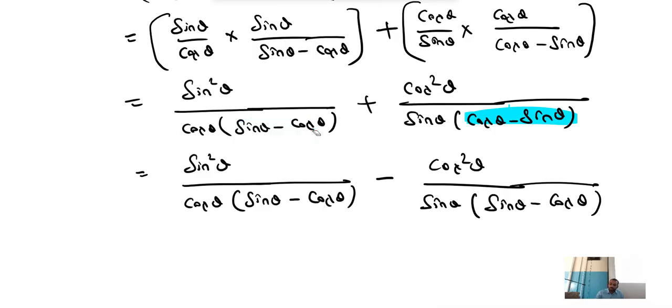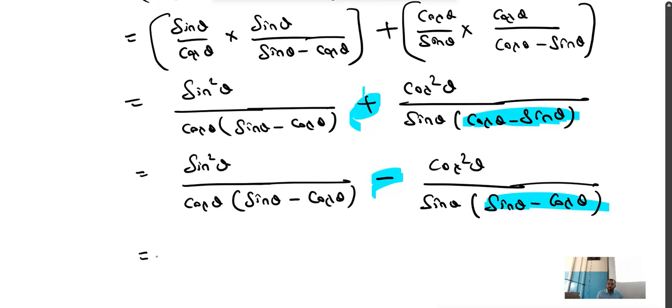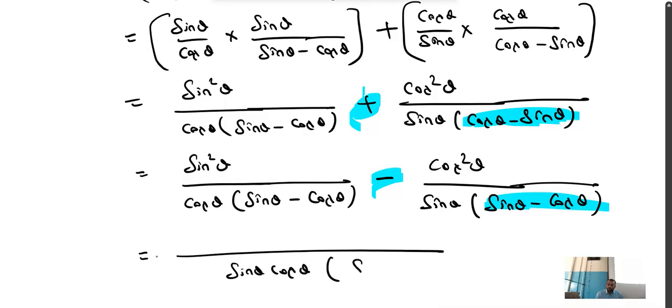See here, again I'll repeat. To make this cos minus sin as sin minus cos, make the minus sign a plus sign and the plus cos a minus cos. So here, in place of plus, write minus. In place of this plus, write minus. So what happens? Minus sign will become plus sign, plus cos will become minus cos. Any doubts? Now take the LCM. Now if we take the LCM, what is the LCM? Sin theta into cos theta into sin theta minus cos theta.